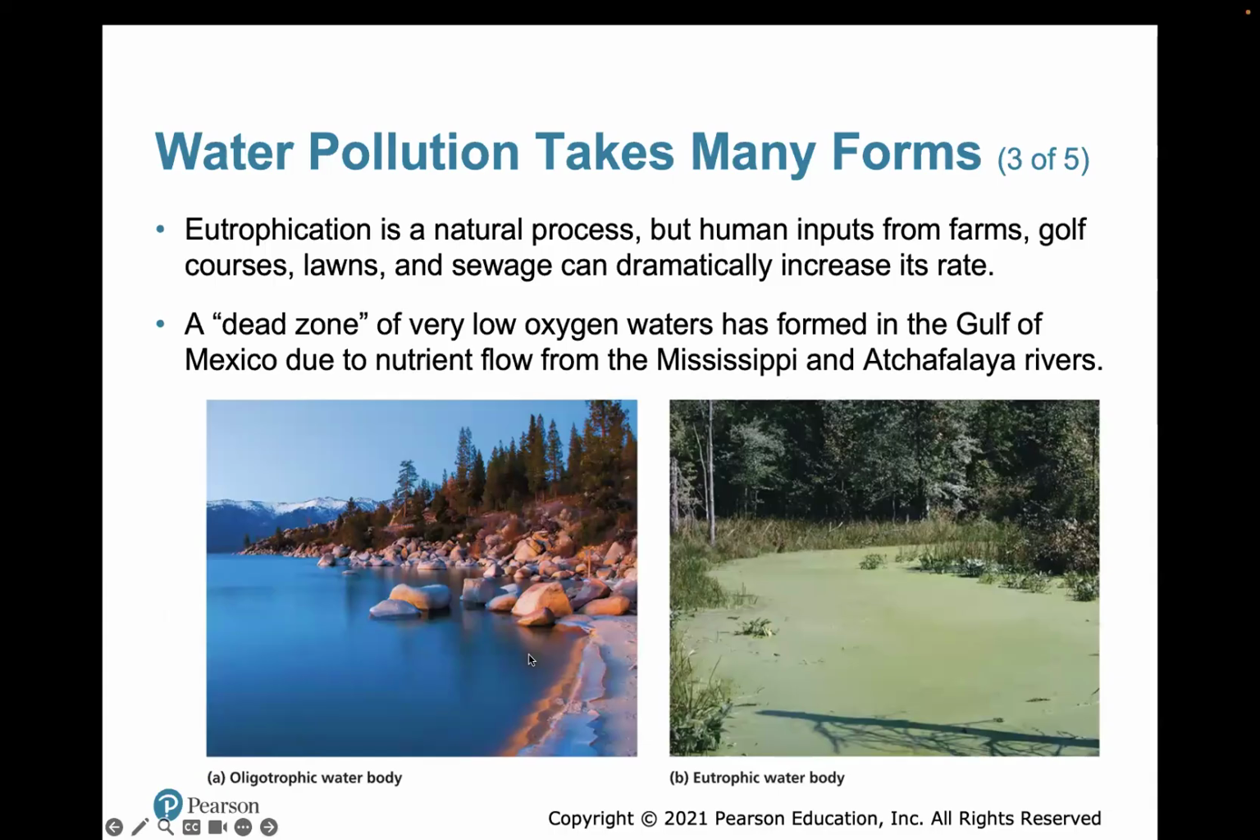Nutrient pollution. So we've been talking about how nutrients can go into water from fertilizers like phosphorus and nitrogen. And it can lead to something called eutrophication. That's when there's an excess amount of nitrogen or phosphorus in the water. So what can that do? It can increase the growth of algae. It can go in from farms, golf courses, lawns, and sewage.